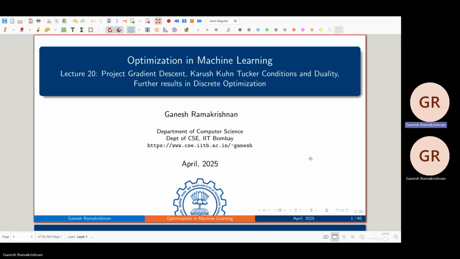Lecture 20 today, we'll see the conclusion of our discussion on continuous optimization and some glimpses of results in discrete optimization. Of course, it's just to get you familiarized. We will not have time to do much in discrete optimization.